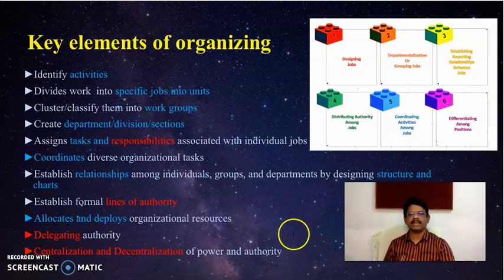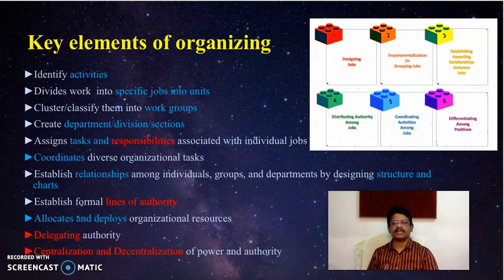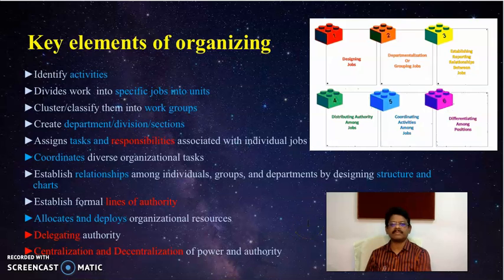So if you see the key elements of the organizing function, as we have been discussing in the last couple of sessions, the organizing function starts with identification of activities, dividing work into specific jobs and different units, and classifying all the jobs or activities into different work groups. Based on that we are going to develop departments, divisions or sections in the organization.